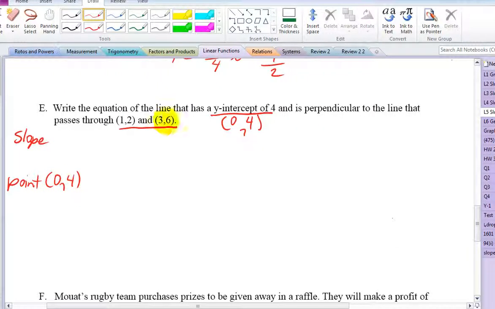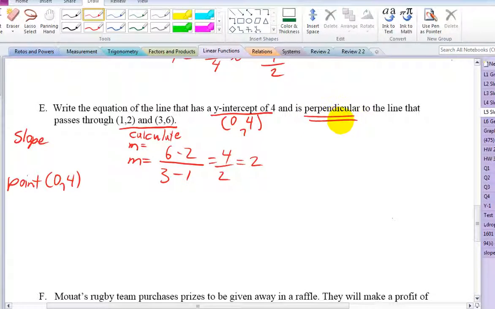How are we going to get the slope, though? Calculate. We're given that it goes through those points, so find m. So m equals what? 6 minus 2 over 3 minus 1, 4 over 2, which is 2. But what's that perpendicular word? The slope is perpendicular, so the slope doesn't equal 2. What does the slope equal?